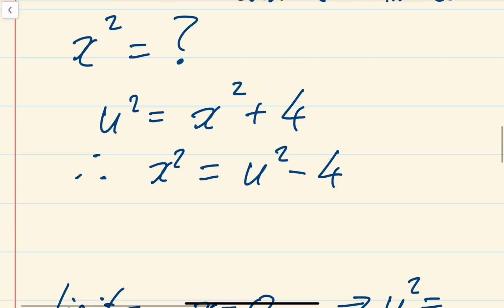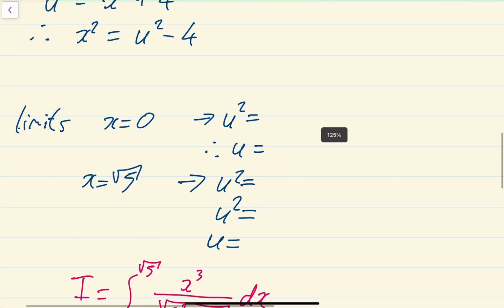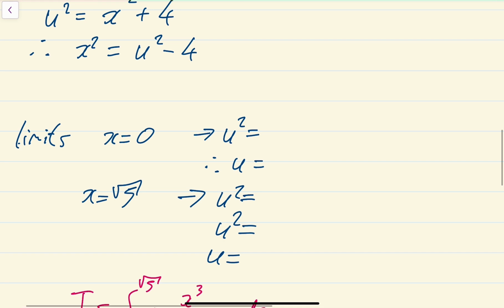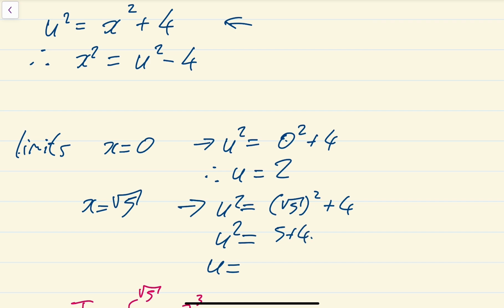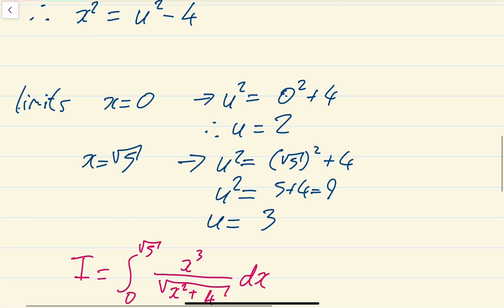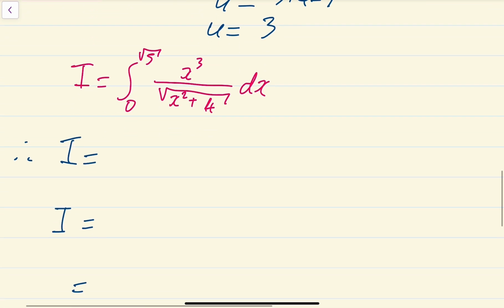So changing my limits, remember, there's my conversion formula there. When x equals 0, if we put that into this up here, you're just going to get 0 squared plus 4. So you're going to get u squared equals 4, and that means u is equal to the square root of 4. So u is equal to 2. When x is equal to root 5, u squared would be root 5 squared plus 4. So that's just going to be 5 plus 4, which is 9, and the square root of that is 3. Okay, so we've changed our limits from 0 and root 5 to 2 and 3.